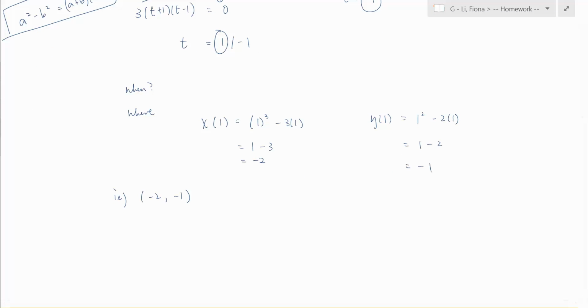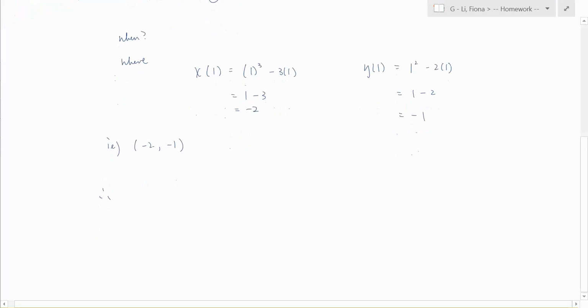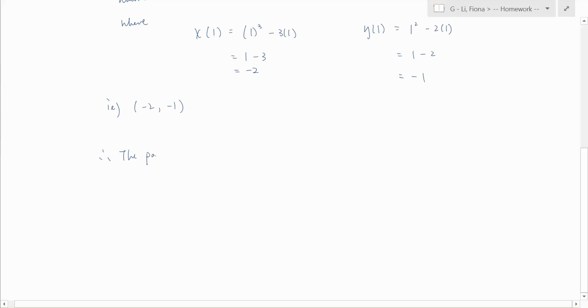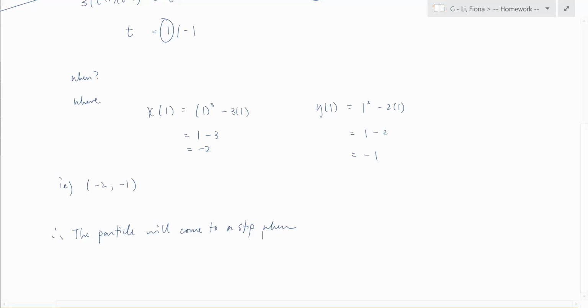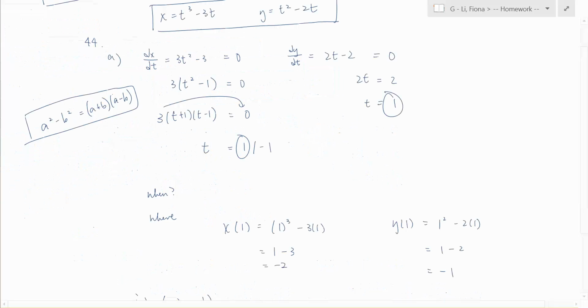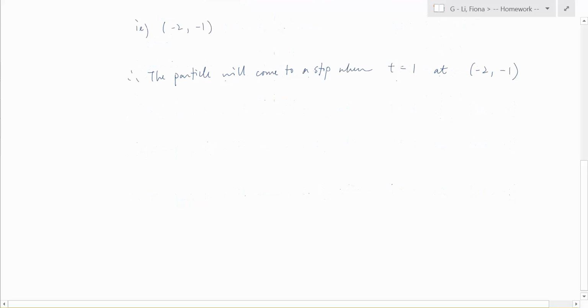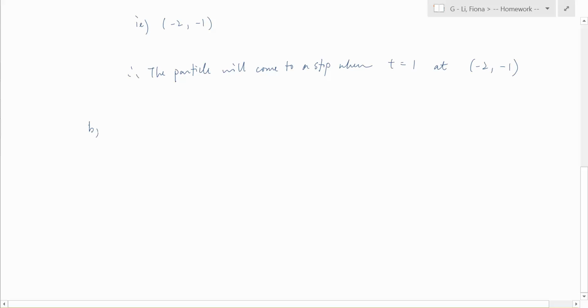And so let's answer the question. The particle will come to a stop when time is equal to 1 at (-2, -1). So that is the position and the time that the particle will come to a stop. Alright, let's move on. So for part B, we are asked, is the particle ever moving straight up or straight down? If so, where and when?